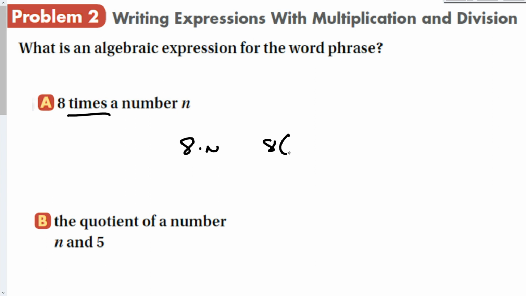And 8 with parentheses n, or nice and simple, when we have a variable and a number, we can just write them right next to each other: 8n. Other ways to say the word times are multiplied, or we can say the product.